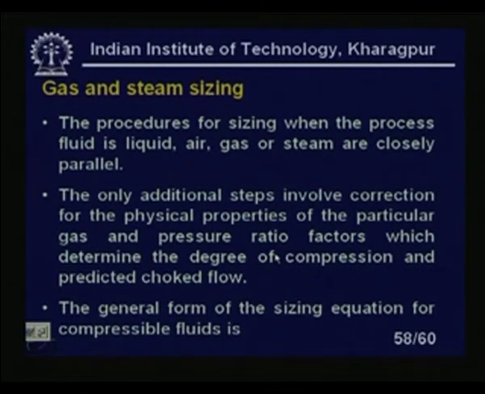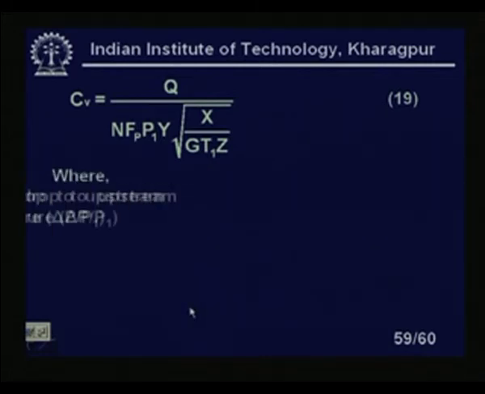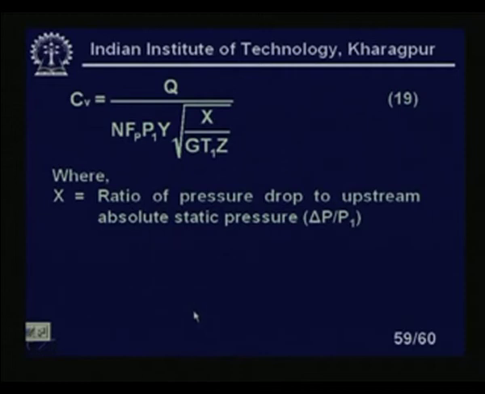Otherwise not. The general form of the sizing equation for a compressible fluid is CV equals Q upon N FP P1 Y times the root of X upon G T1 Z, equation number 19, where X is the ratio of the pressure drop to the upstream absolute static pressure. That is the reason we are interested in P1. In the previous equation number 18 also we have seen that P1 is important, not P2.